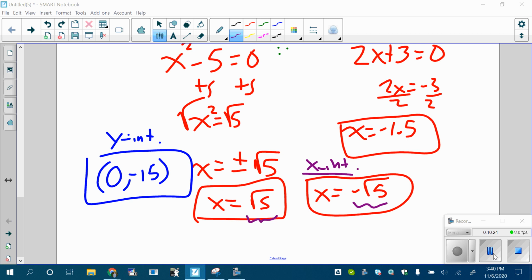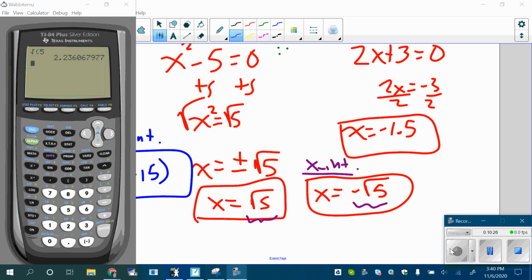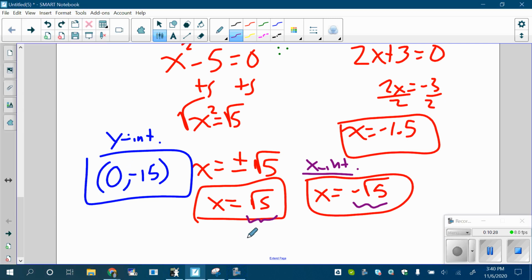let me start my calculator up. You get 2.2. So when you go to graph them, just kind of estimate where they are. That one would be at positive 2.2. This one would be at negative 2.2. I don't want to actually sketch the graph, but you get the idea.